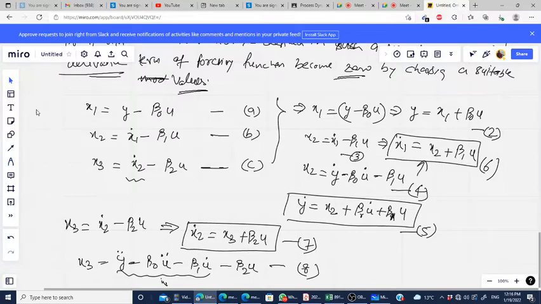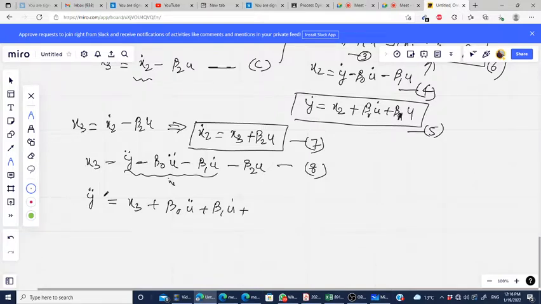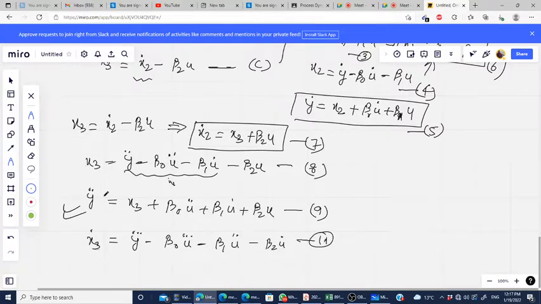Based on this equation, you can write y double dot as: y double dot becomes x3 plus beta naught u double dot plus beta 1 u dot plus beta 2 u. This is equation number 9. So ultimately x3 dot becomes y triple dot minus beta naught u triple dot, minus beta 1 u double dot, minus beta 2 u dot. Yes or no? If you simply differentiate this equation, you will get this equation. Is it clear? Yes or no?